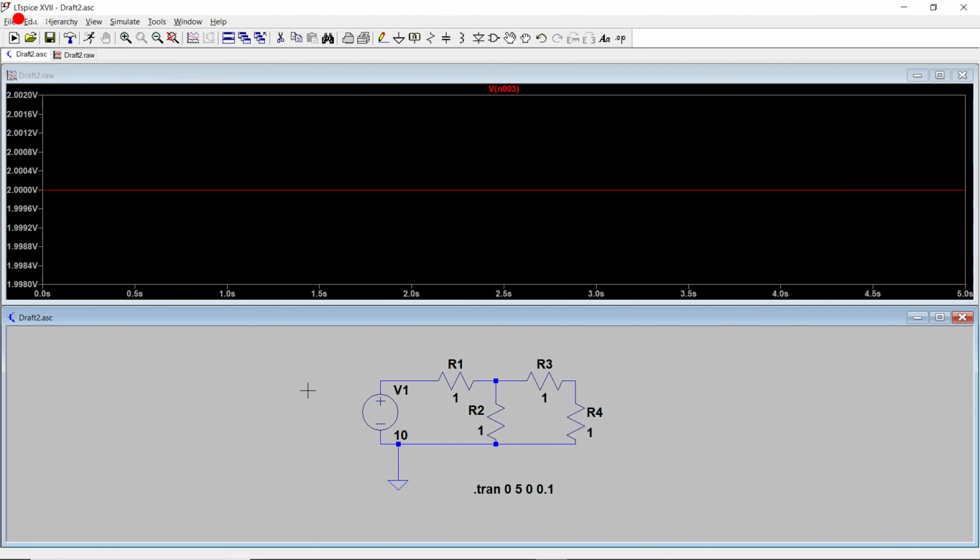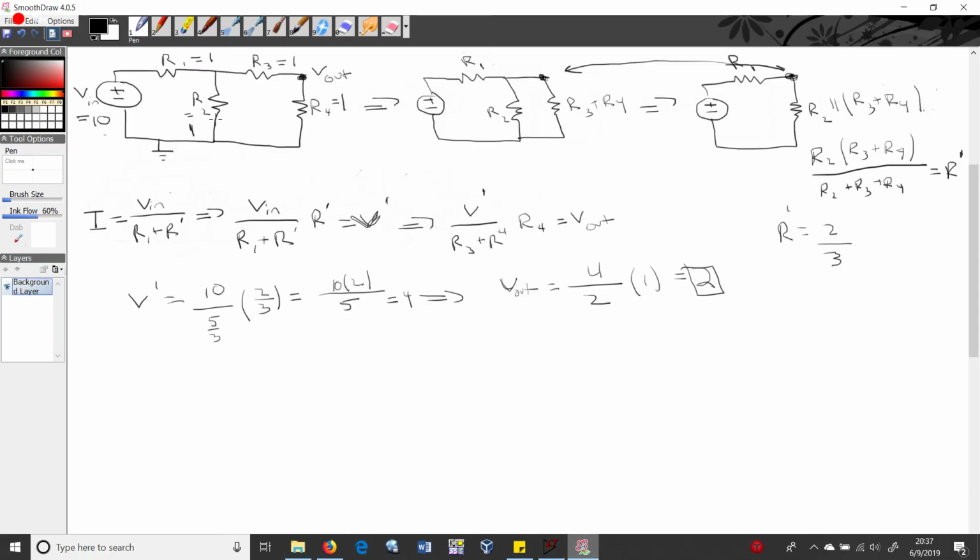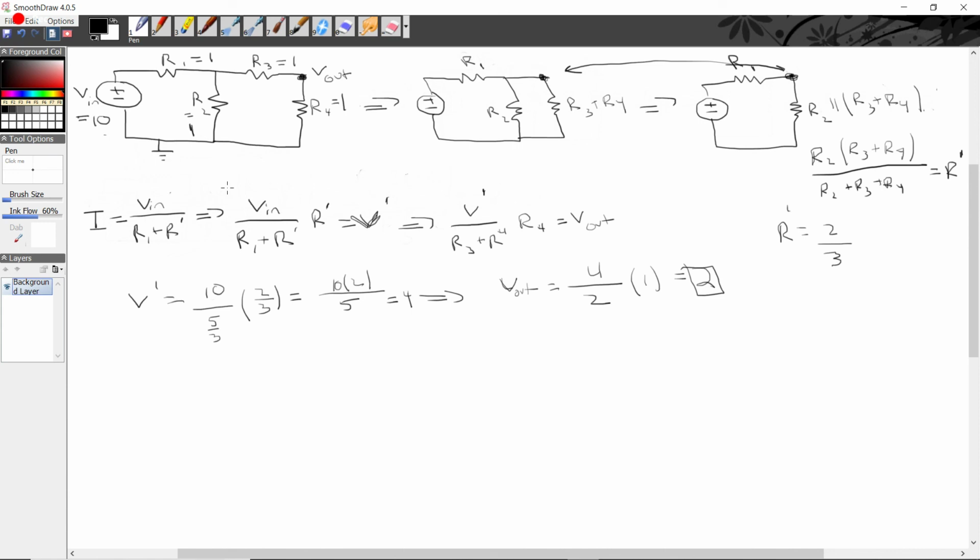I hope this video helped. Remember, the important thing is input-output relationships. You can compress down a circuit by figuring out equivalent resistances until you get to a point where you find an important voltage. And then you can re-expand the circuit until eventually you find V out.